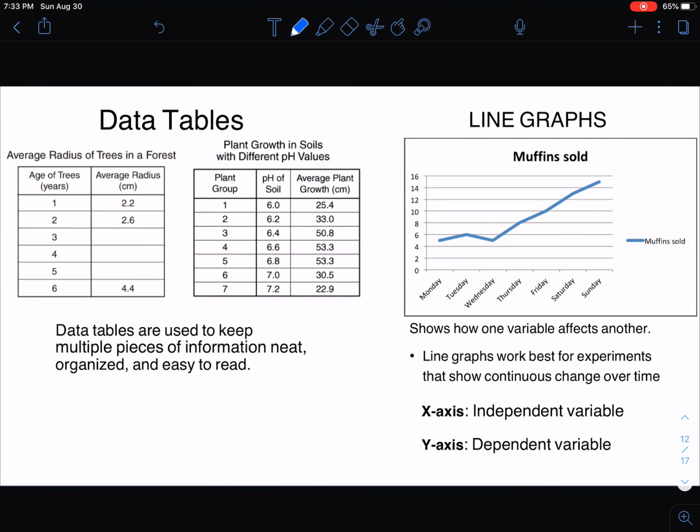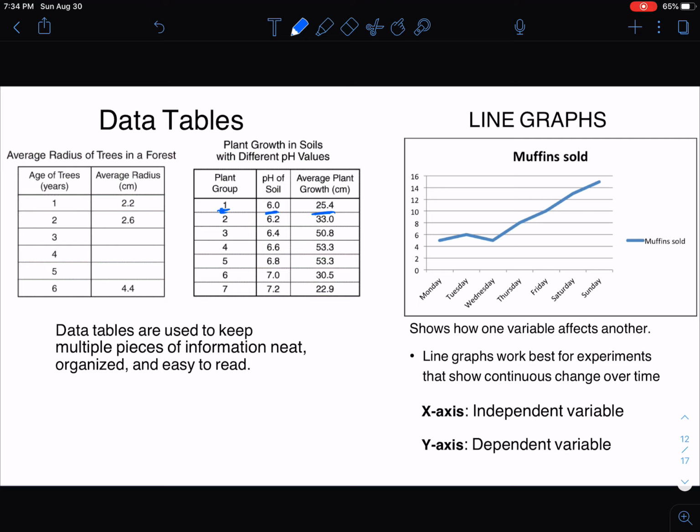The first two that I have here are data tables and line graphs. Data tables are pretty straightforward. All you're doing is putting your data into a table. The best thing about data tables is it's easy to read. In the example here with the plant growth and soils, you know which plant group you were working with, you knew the pH of the soil, and you knew the average plant growth. So it's very organized there. And you can just go straight down and draw conclusions based on that information just by looking at the data table.